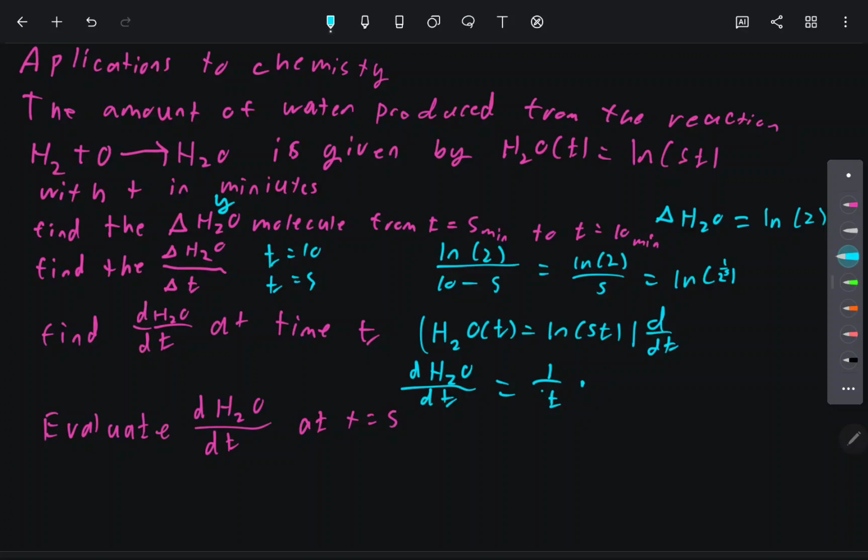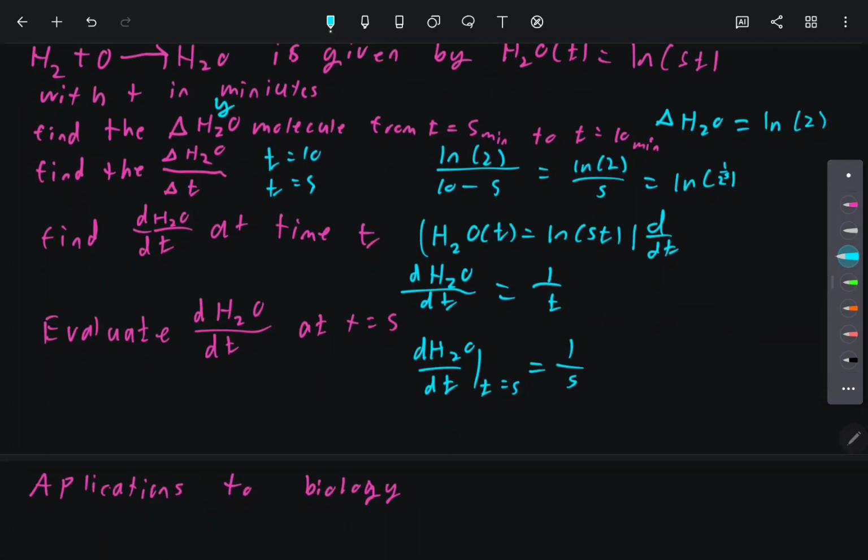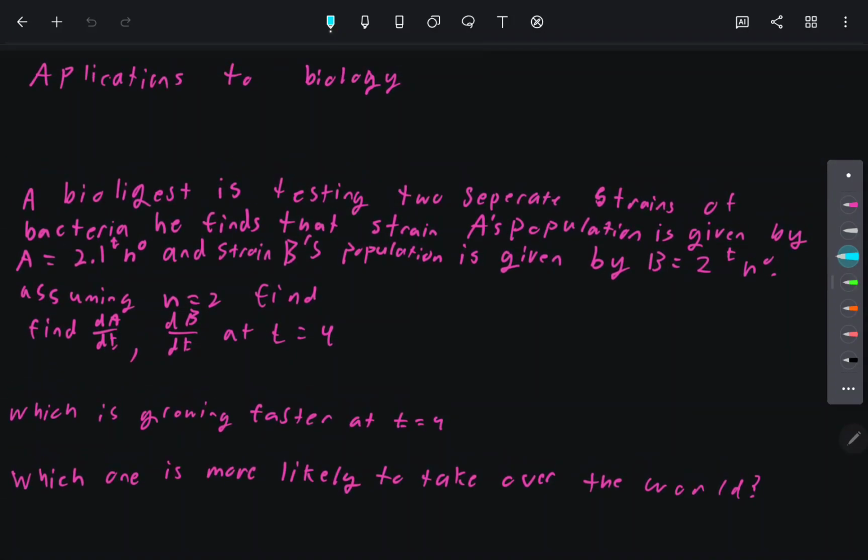Okay, now what do we do? Well, that's it. This is our answer. Now all we have to do is evaluate the derivative of H2O with respect to t at time t is equal to 5. So our dH2O dt evaluated at t is equal to 5 is just equal to 1/5. And that's our answer. So now we have biology.